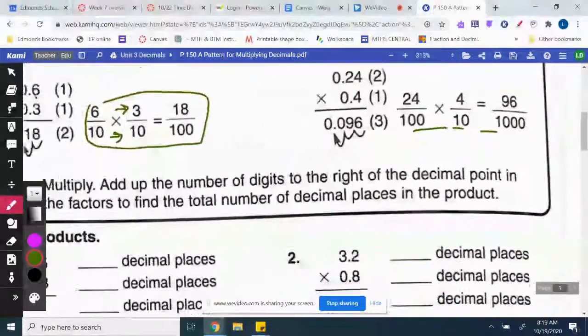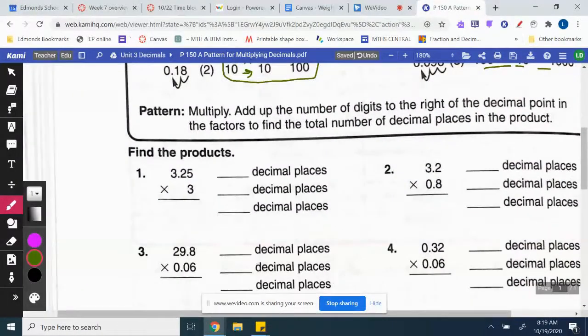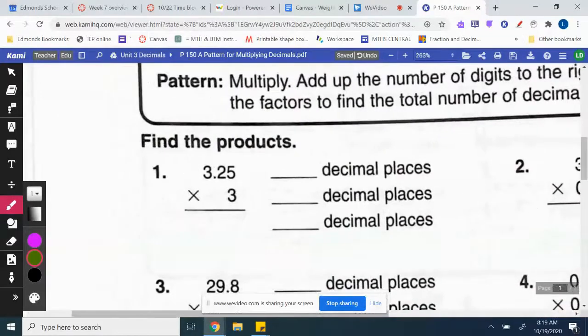So let's try number 1. I see in number 1 I have 2 decimal places. 1, 2. I don't have any in here. So at the end of my problem, I'm going to have 2 decimal places. So now I'm going to put the decimals away for a moment and multiply. 3 times 5 is 15. Carry the 1. 3 times 2 is 6, plus 1 is 7. 3 times 3 is 9. So I'm going to count, see how many decimal places I have. I have 2. So 1, 2.